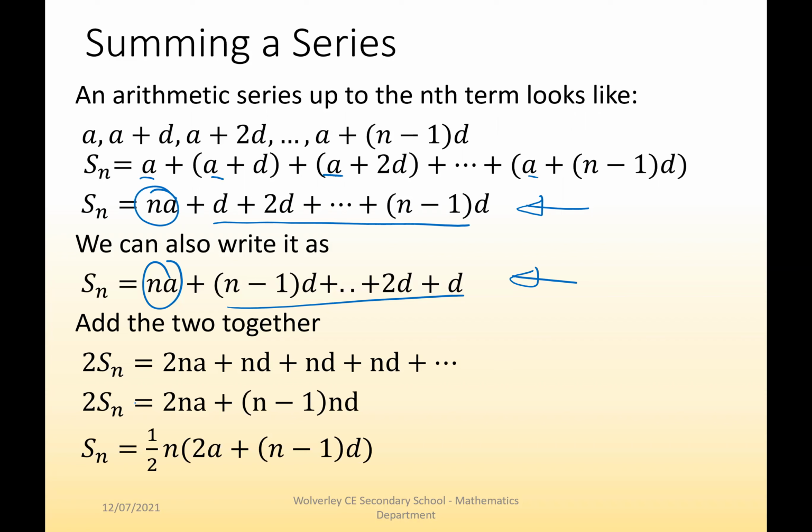Now, because we had two lots of Sn, if we divide that by 2, we get half of that, and then we're taking the n outside the bracket. This is going to be our formula for working out the sum of an arithmetic series. So please make a note of that, make it nice and clear. You don't necessarily need to know the whole proof, at least not to begin with, but we do need to know that formula.